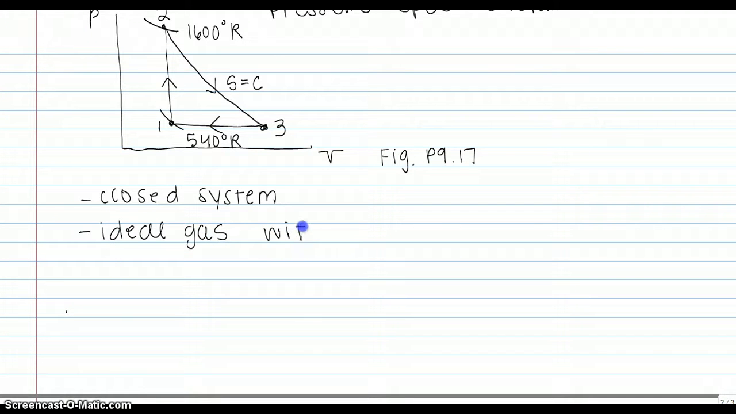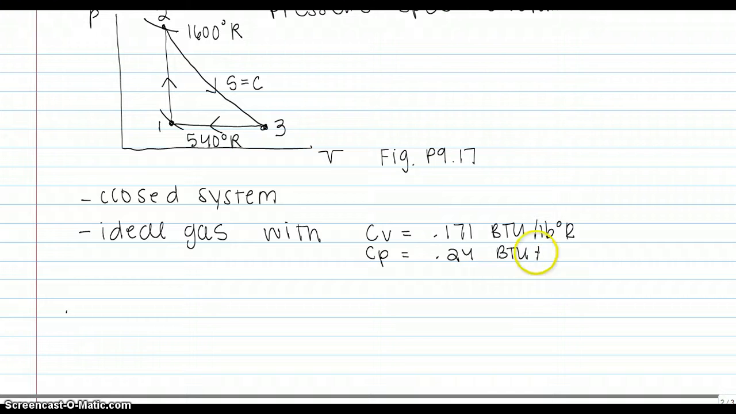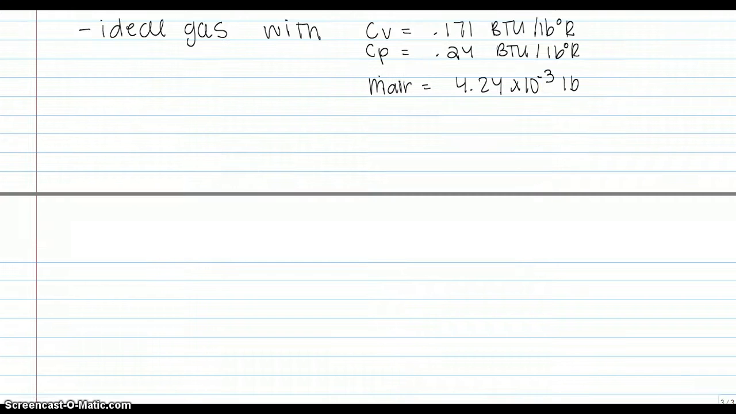with the values of C of V equal to 0.171 BTUs per pound degree Rankine, and C of P equal to 0.24 BTUs per pound degree Rankine, and the mass of air equal to 4.24 times 10 to the negative 3 pounds. Part A asks us to find the net work of the cycle in BTUs, so that's what we're going to do.